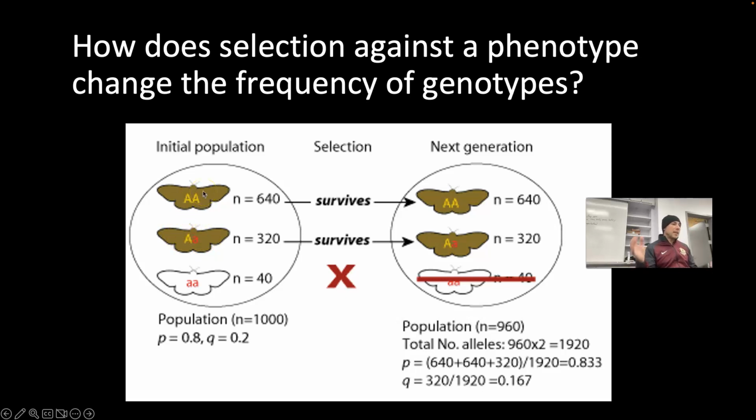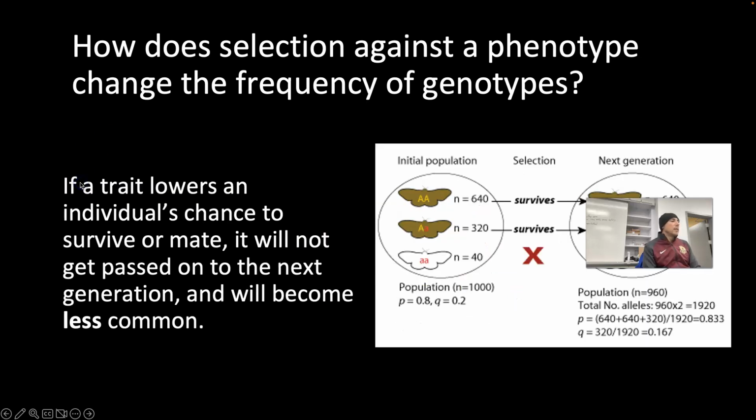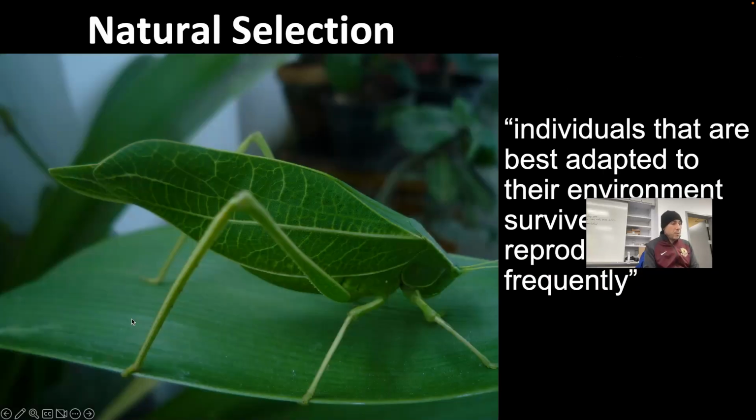Okay, so selecting against the phenotype, what we saw is the frequency of that little a allele went down, but it's not gone completely because we still have it hidden in this heterozygous form. And often we'll still get a couple of those white ones. So they don't go away completely either, which allows for variation and which allowed for when the color of the bark switched back, the population switched as well. Don't worry about all these numbers. All right, so if a trait lowers an individual's chance to survive or mate, it will not get passed on to the next generation and will become less common. But again, it says less common, not completely disappeared.